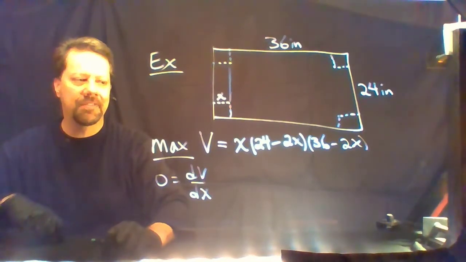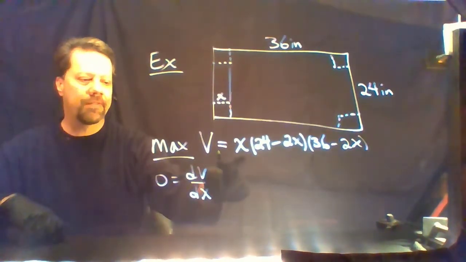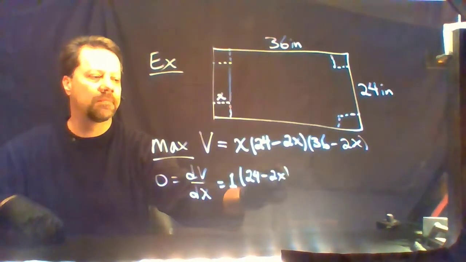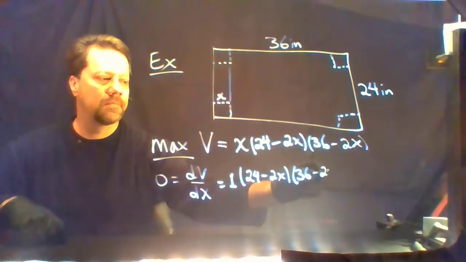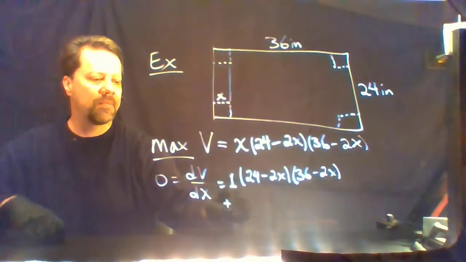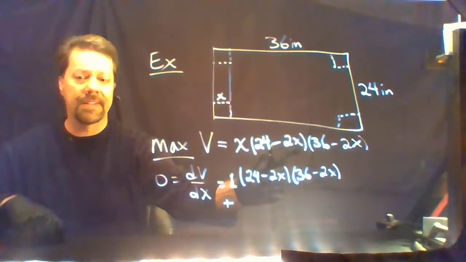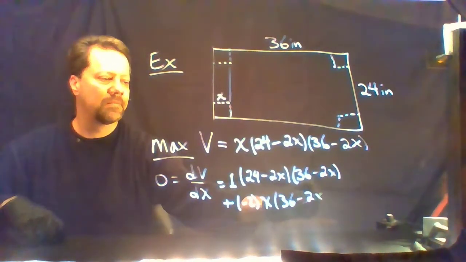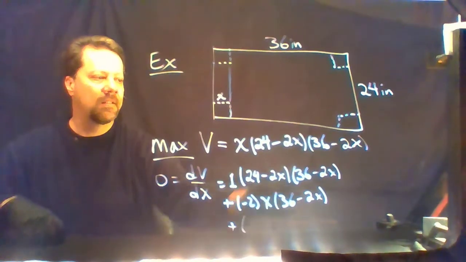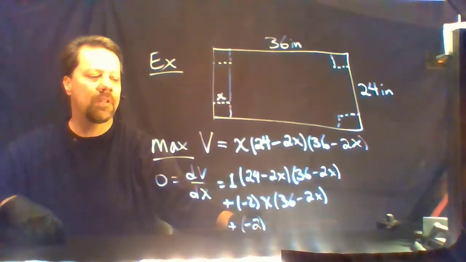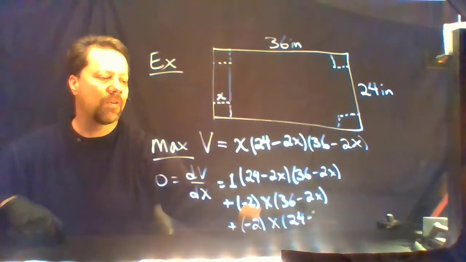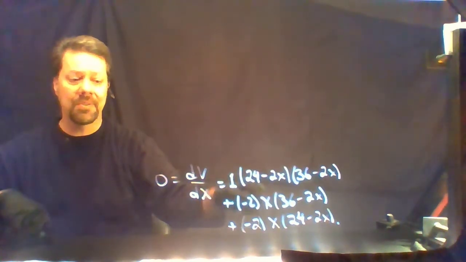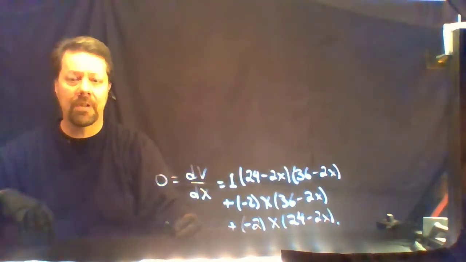To calculate the derivative, we might use the product rule. The derivative of the first is 1 times everything else. Plus x times the derivative of the second, which is negative 2, times the last. And then plus the derivative of the last factor is negative 2 times x times 24 minus 2x. Next, we need to solve this equation for x, so let's boil everything out and simplify.